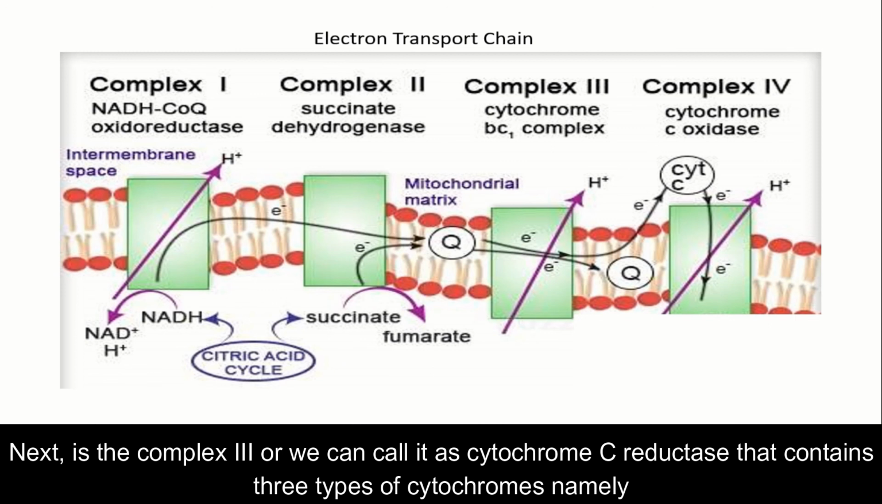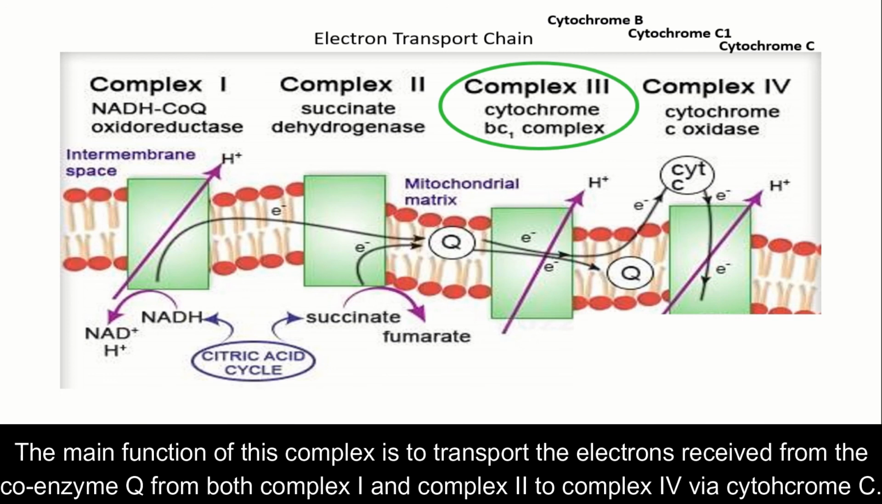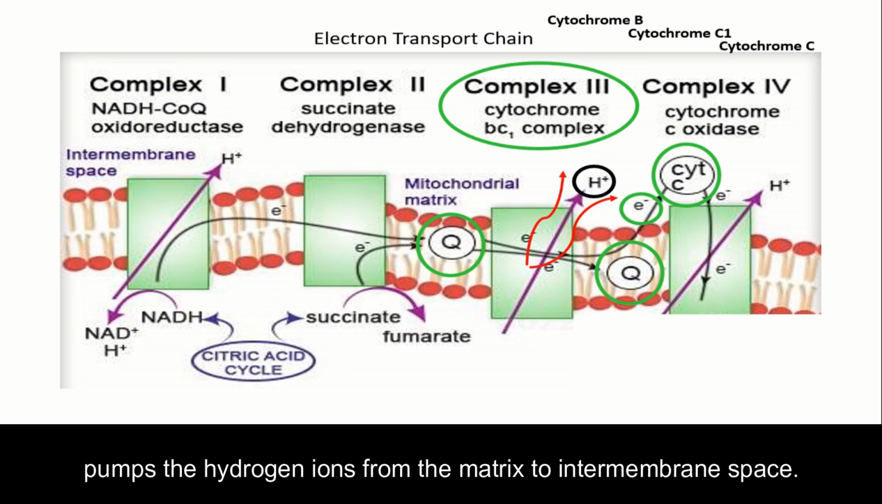Next is complex 3, or we can call it cytochrome C reductase, that contains 3 types of cytochromes, namely cytochrome B, cytochrome C1, and cytochrome C. The main function of this complex is to transport the electrons received from coenzyme Q from both complex 1 and complex 2 to complex 4 via cytochrome C. Bear in mind that the electrons are transported one at a time to complex 4. Meanwhile, energy resulting from the electron chain will also pump the hydrogen ions from the matrix to the intermembrane space.